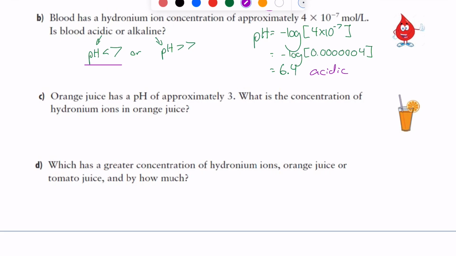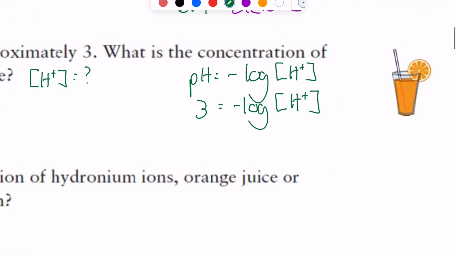Orange juice has a pH of approximately 3. What is the concentration of hydronium ions in the juice? So now you're calculating for H+. This problem is saying isolate for H+. So if I'm giving you your pH, let's just rewrite the formula, pH equals negative log H+. The pH is 3 in this problem, so that's 3 being equal to negative log H+. So now just isolate for H+.